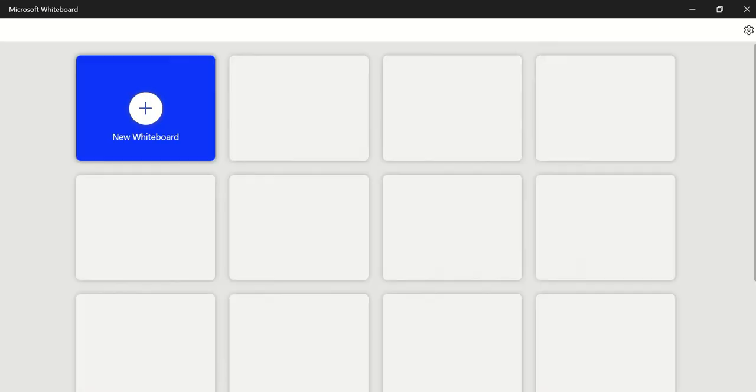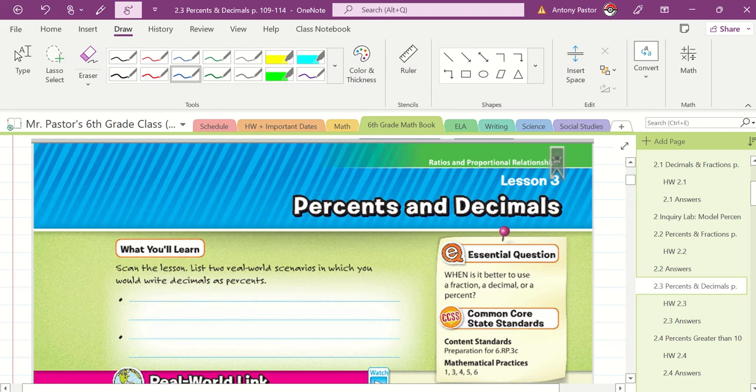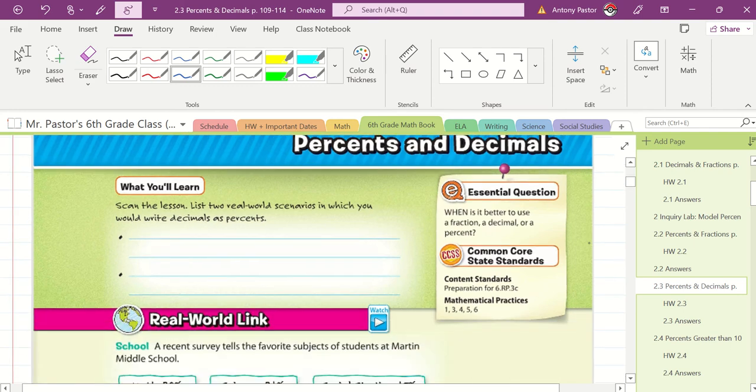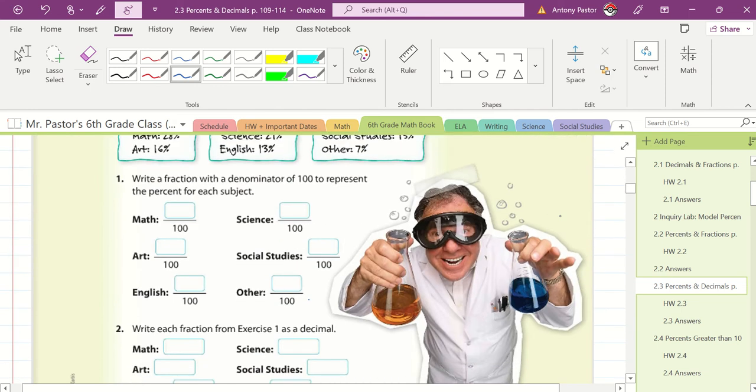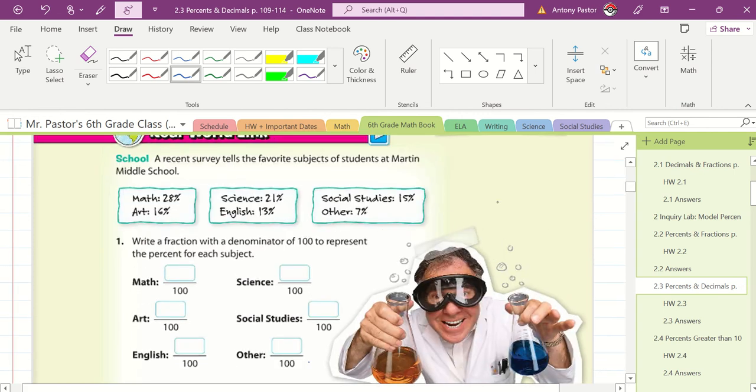This is what this chapter is going to be mainly focusing on today. Now, let's go ahead and look at what the chapter wants us to look at. Write a fraction with a denominator of 100 to represent the percent for each subject. So again, percentages are out of 100, so our denominators are always going to be 100. For math, it is 28%, as indicated right here. So that will be 28 over 100. And we can simplify that later.